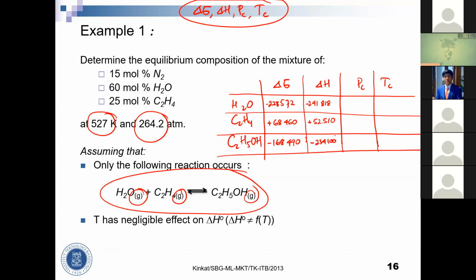How about the PC and TC? How about the others? I found the critical conditions, sir.